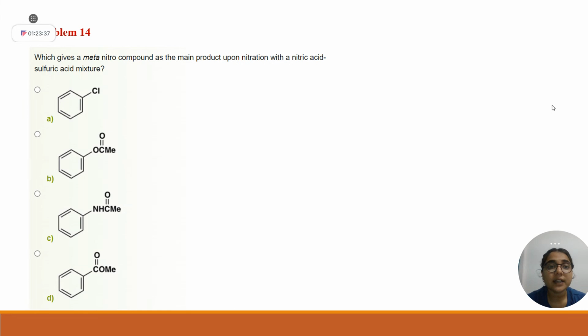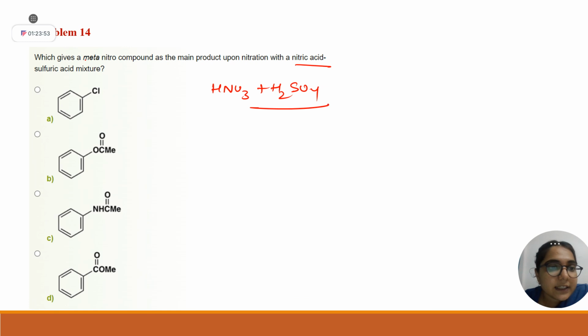Which gives a meta-nitro compound as the main product upon nitration with a nitric acid sulfuric acid mixture? First of all, this nitric acid sulfuric acid mixture is your HNO3 and H2SO4. They are saying which gives a meta nitro compound upon nitration. Obviously, the group which is meta directing will give meta nitro compound. Yes or no?